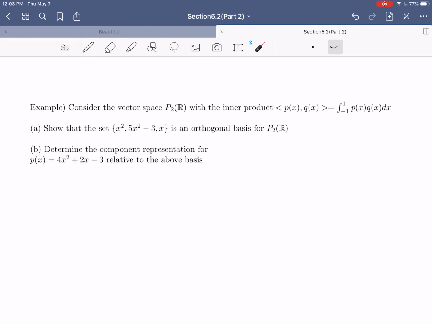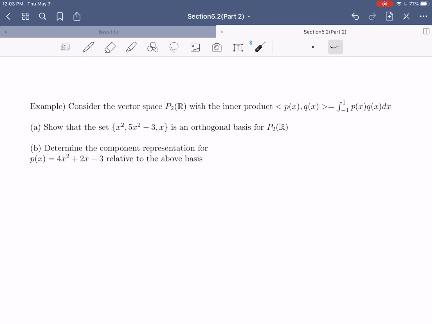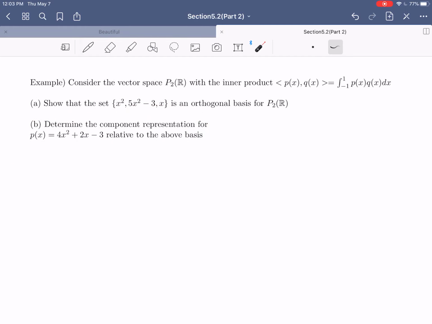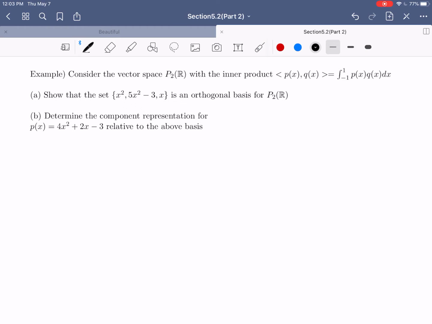All right, so we're going to consider the vector space P2 of R with the inner product where you take P of x and Q of x and define the inner product as the integral from negative 1 to 1 of P of x times Q of x dx. We're going to again begin by showing that this is an orthogonal basis, and then determine the component representation for this polynomial relative to this basis. So let's go ahead and see if we can do that.